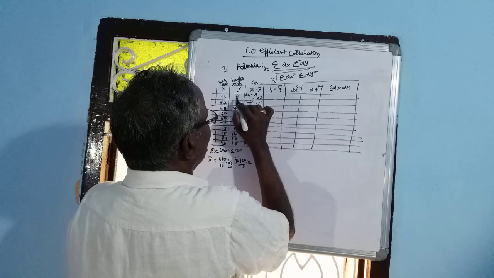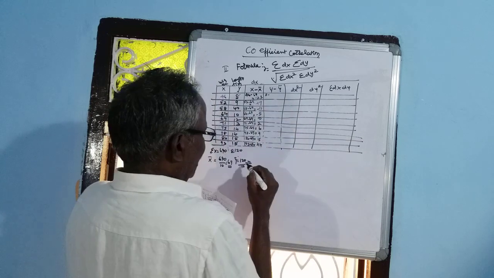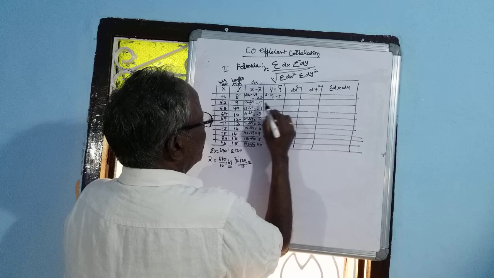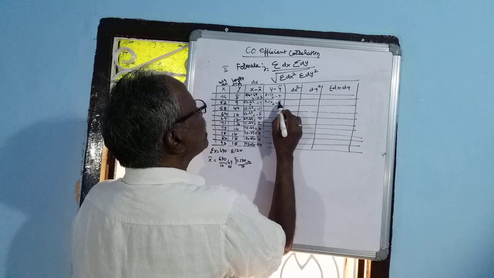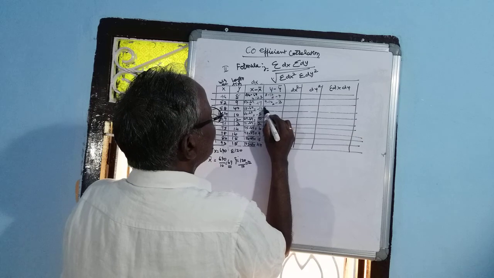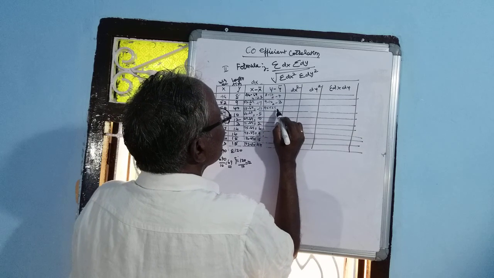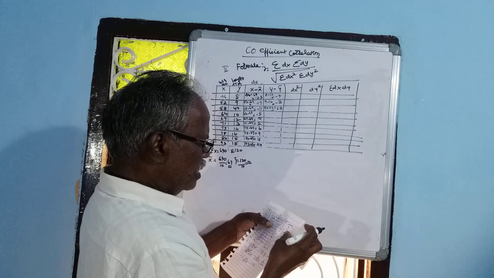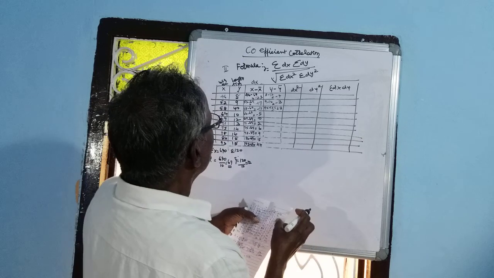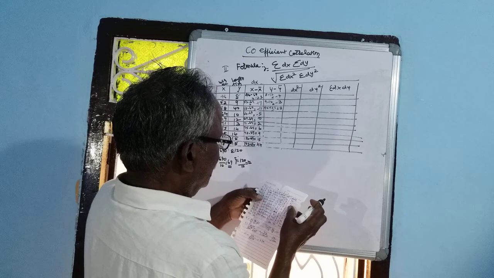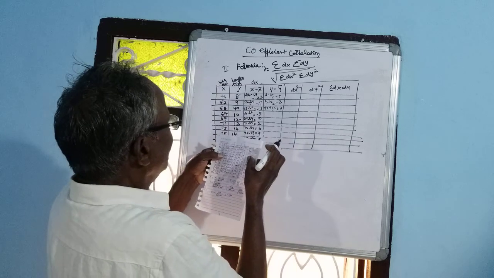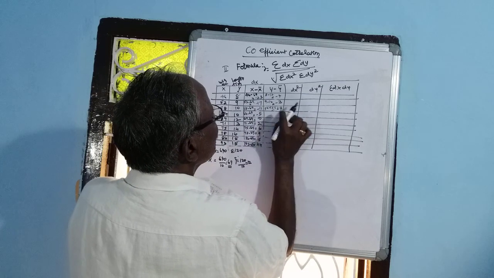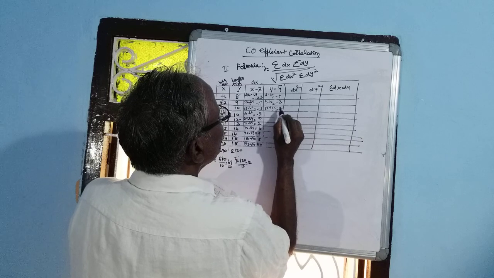And similarly the y is the observed data, and the mean is 12. 8 minus 12 is equal to minus 4. 9 minus 12 is minus 3. Then 40 minus 12 is minus 28. 9 minus 12. Sorry, this is 10. That is, 10 minus 12 is equal to minus 2.